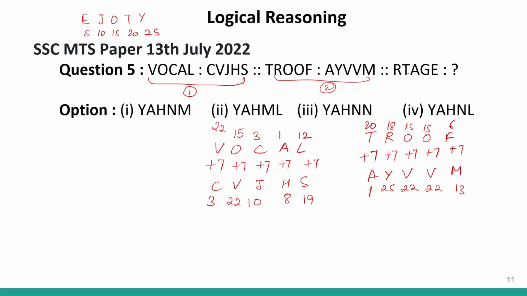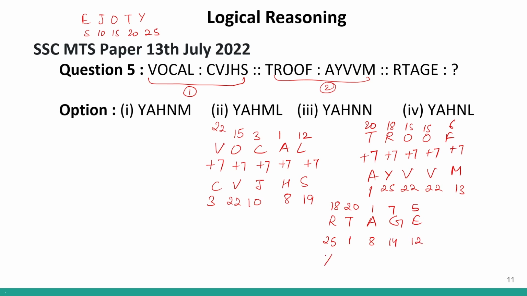So we'll do the same thing for RTAGE. So let me give them ranks. If I give ranks to RTAGE, R is 18, T is 20, A is 1, G is how much? G is 7 and E is 5. So I have to basically add 7. So if I add 7 in 18, I'll get 25. Over here, I'll go back to 1. Correct? Over here, I'll get 8. For G, I'll get 14. And if I add 7 in 5, I'll get 12.